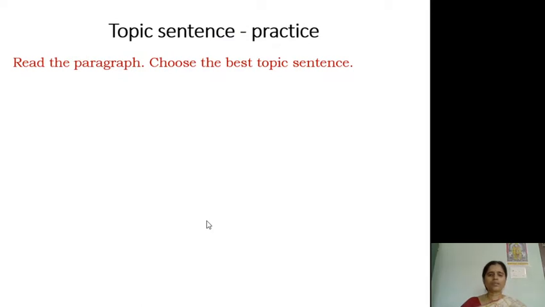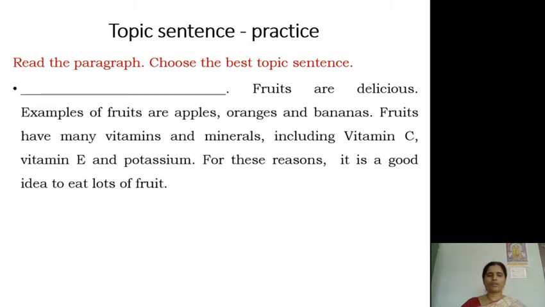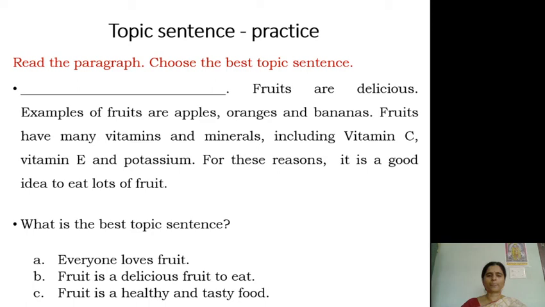So let us practice with an example. Read the paragraph, choose the best topic sentence. I've given an example paragraph here, and after reading it, from the given choices you have to select one as the topic sentence for this paragraph. Now let us read it. Fruits are delicious. Examples of fruits are apples, oranges, and bananas. Fruits have many vitamins and minerals, including vitamin C, vitamin E, and potassium. For these reasons, it is a good idea to eat lots of fruits.